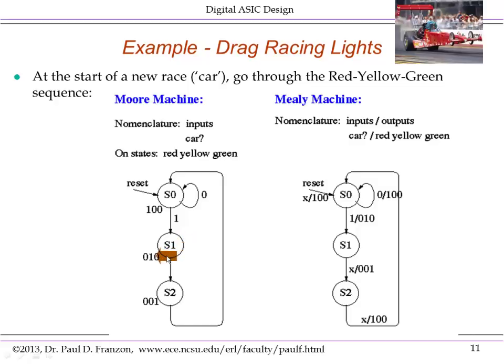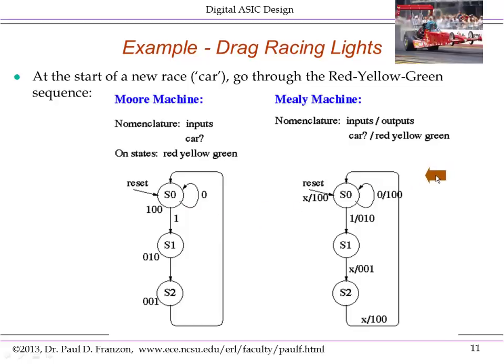In state S1, of course, the light changes to yellow. Then no matter what the input is, on the next clock cycle we go to state S2, where the light is green. And again, no matter what the input is, on the next clock cycle we go back to state S0, where the output is red. Of course, for this to work well, the clock cycle would have to be pretty slow.